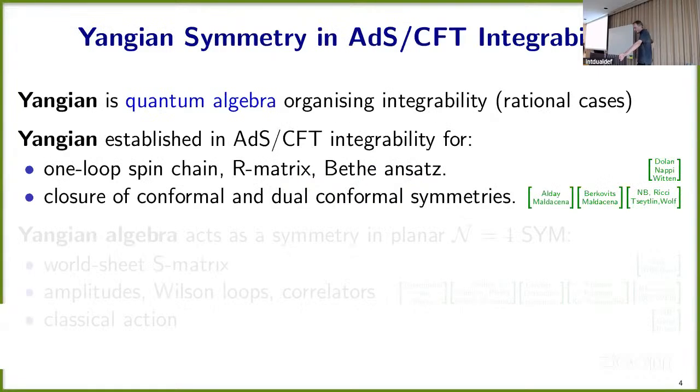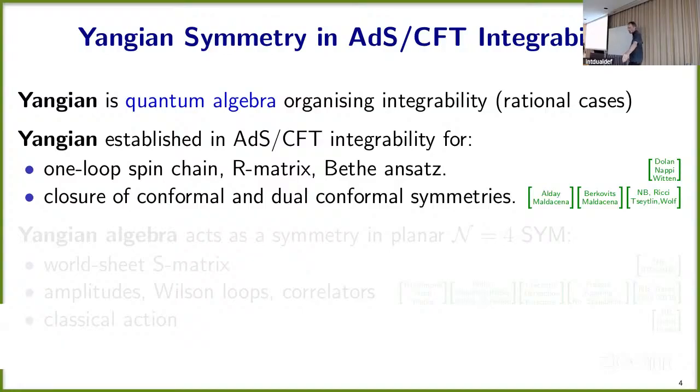So let me try to give you an overview of the setting of our research, which is about Yangian symmetry. Yangian, as you probably know, at least superficially, is a quantum algebra which is behind integrability. There are also other quantum algebras, but here I'm in the rational case, XXX, so I'm not touching on quantum affine or something similar. So this is only about Yangian. And this Yangian algebra has been established as a sign of integrability in various locations.